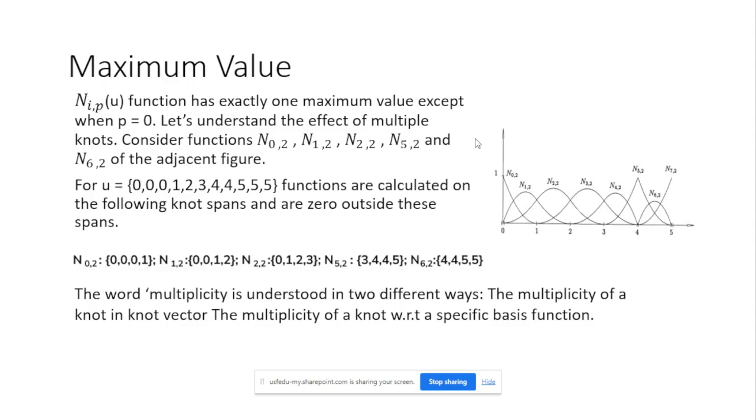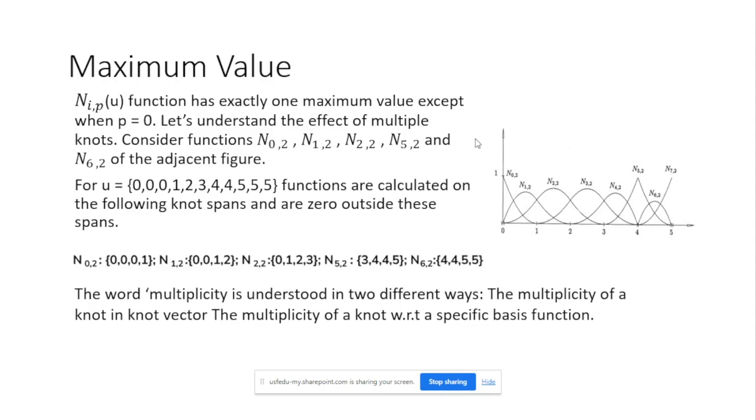Let's understand the effect of multiple knots. Consider functions N0,2 to N1,2 to N2,2 to N5,2 to N6,2 of this adjacent figure. For u equal to this set of values, functions are calculated on the following knot spans and are 0 outside these spans. We get N0,2 equal to the values 0, 0, 0 and 1. The same goes on with N1,2, N2,2, N5,2, and N6,2.